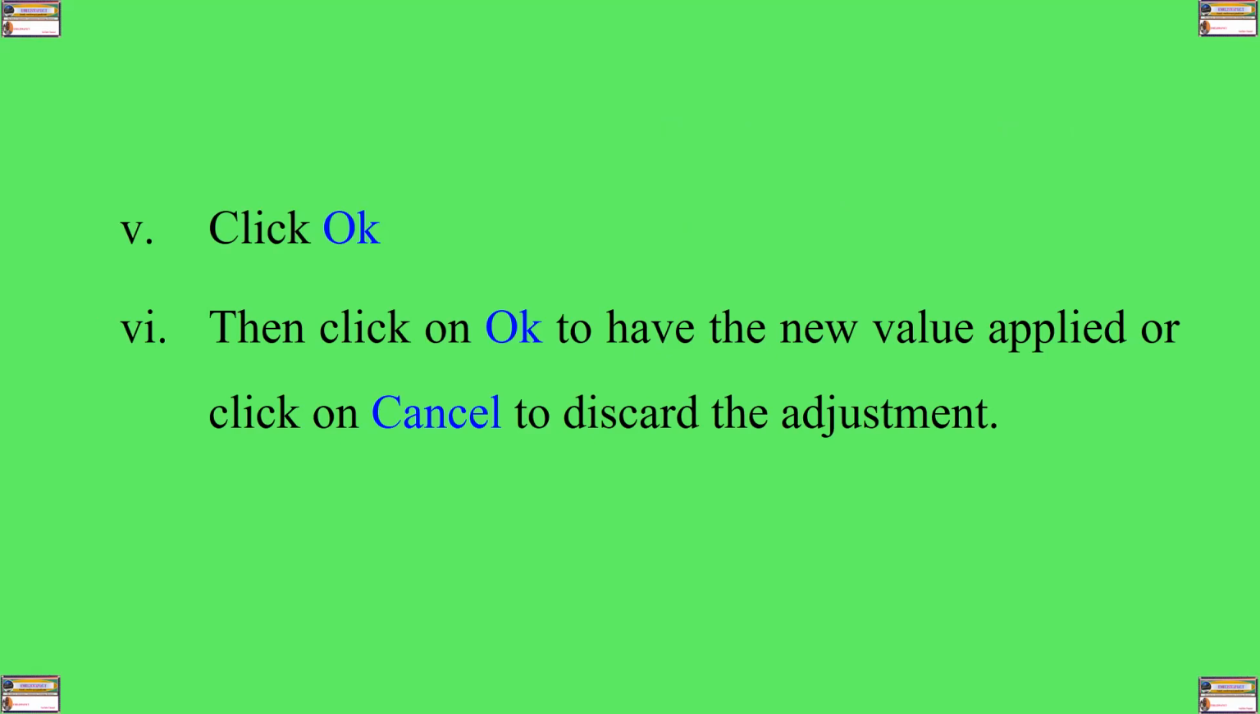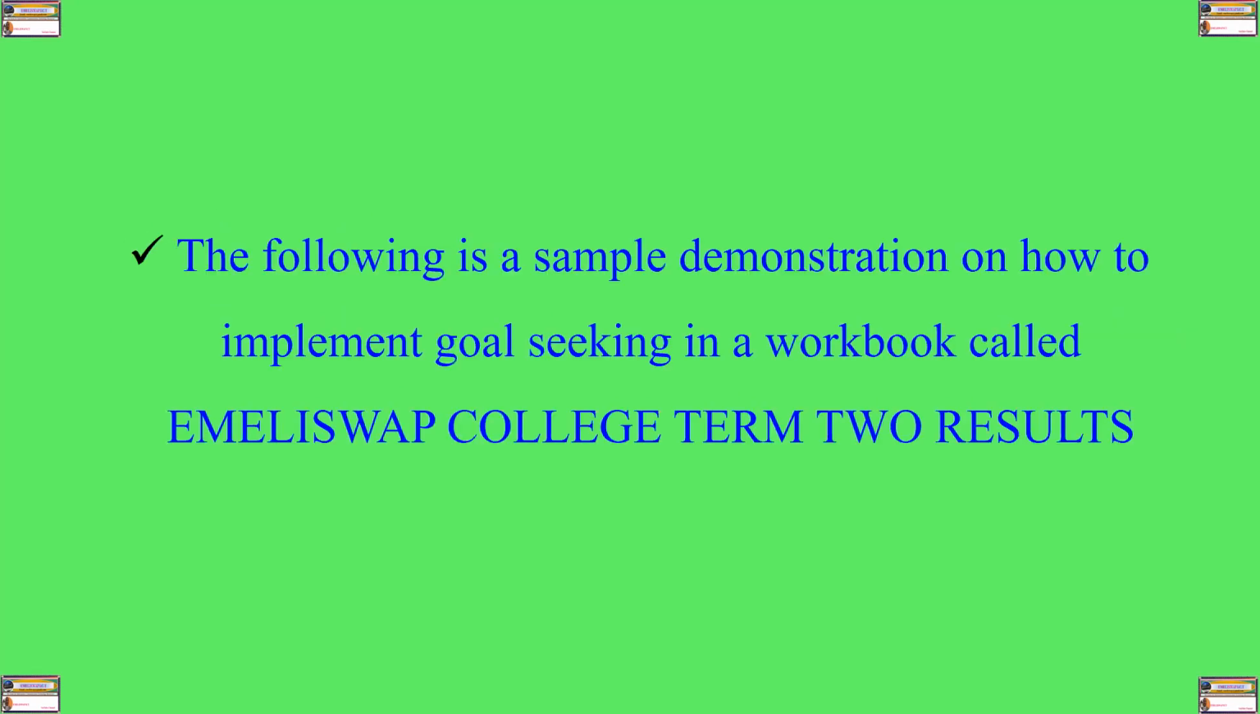You can also click on OK to have the new value applied, or you click on Cancel to discard the adjustment. The following is therefore a demonstration on how to implement goal seeking in a workbook called Emily Swap College Term 2 Results.